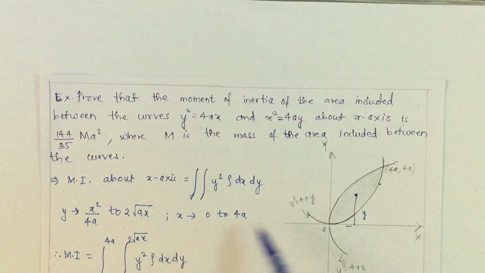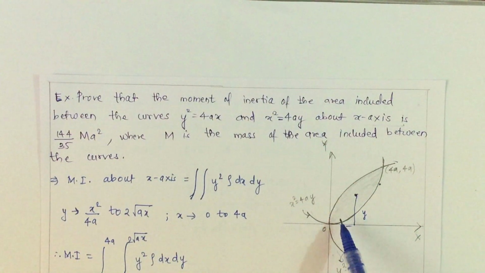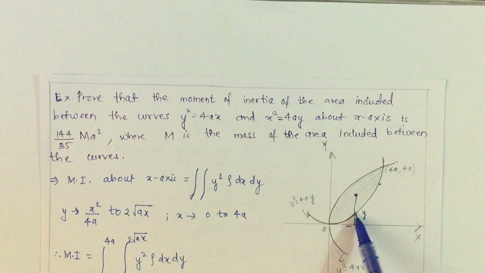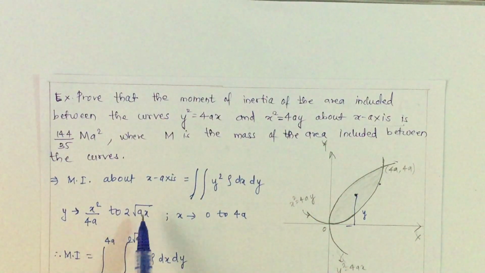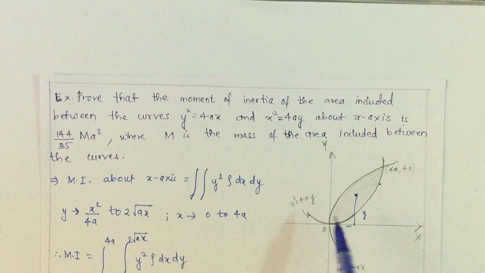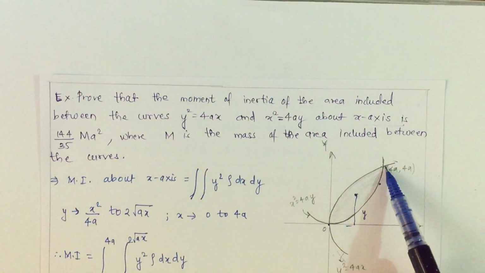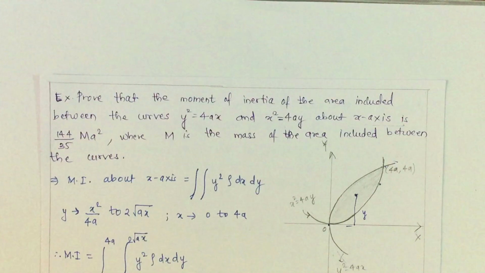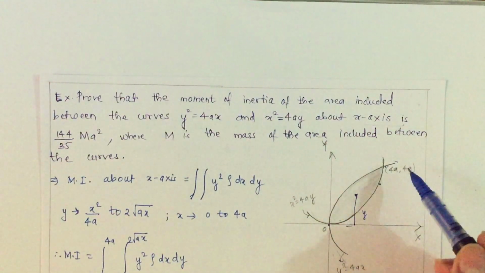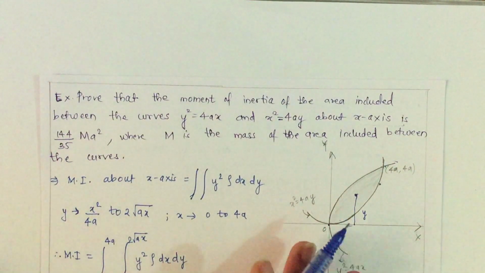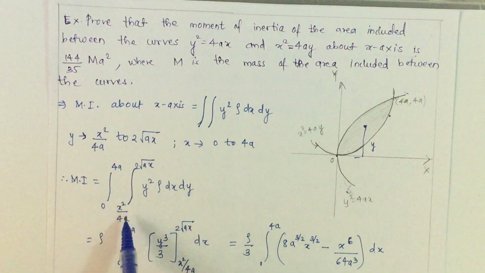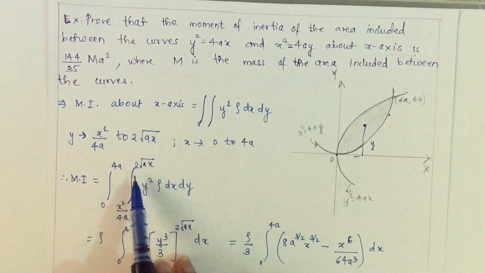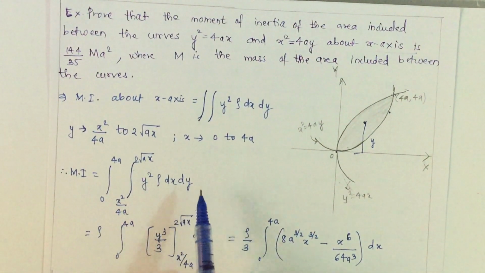So how will y vary? If you consider a strip, y will vary from this parabola to the other parabola, that is x square upon 4a to 2 root ax. And how will x vary? X will vary from this point to this point, meaning 0 to 4a. Okay, so moment of inertia will be calculated as integral 0 to 4a, integral x square upon 4a to 2 root ax, y square rho dx dy.